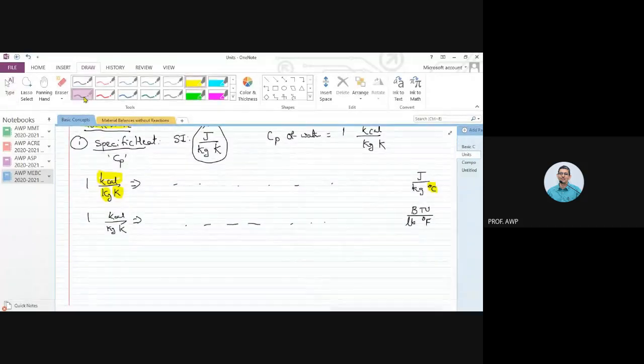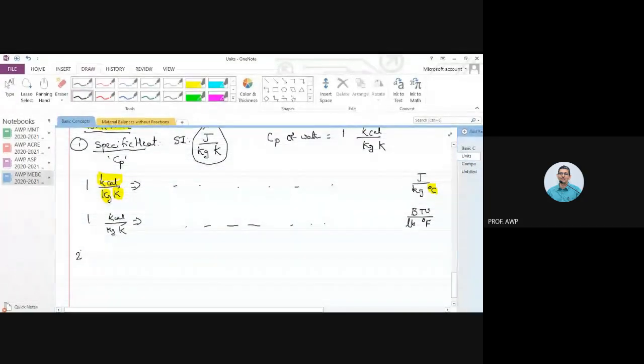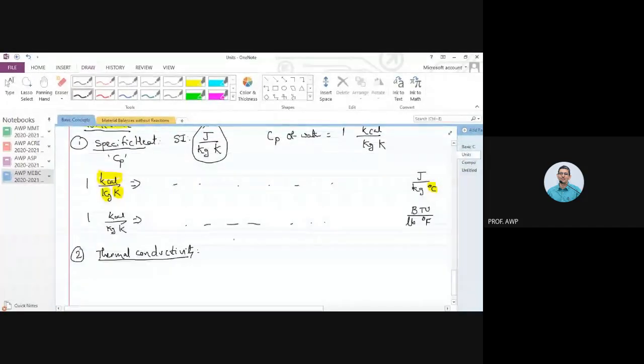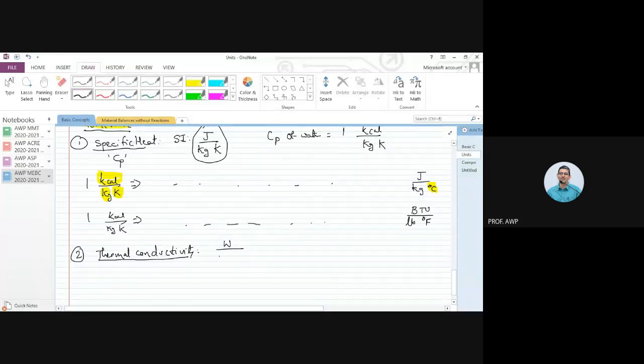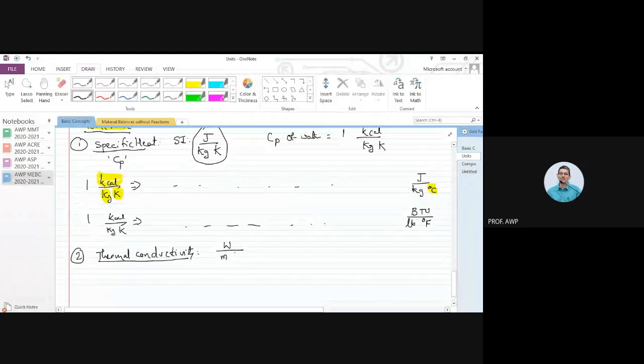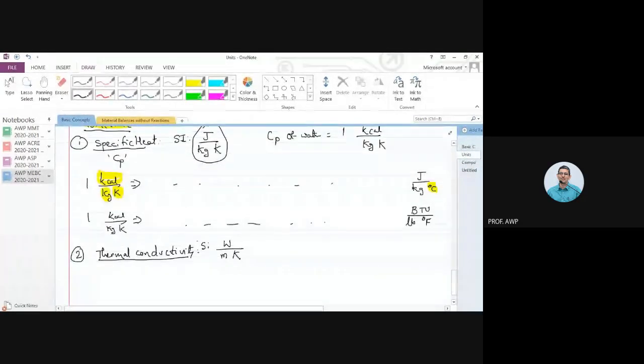Another small homework I can give you is, let's say, thermal conductivity. Thermal conductivity has units of watt. Units of thermal conductivity, anybody knows? Thermal conductivity. Anybody heard of? Watt per unit length. Yeah, meter Kelvin, SI unit if you like.